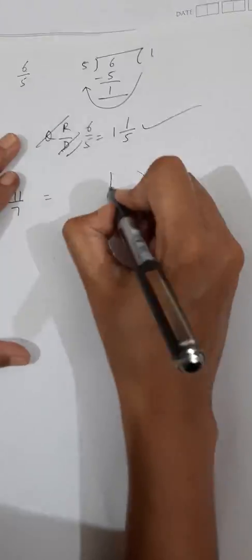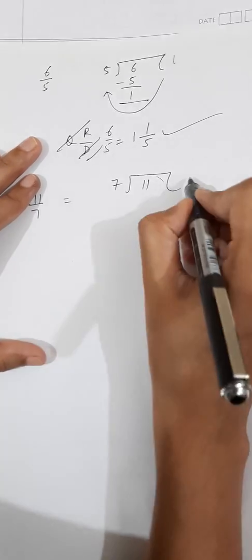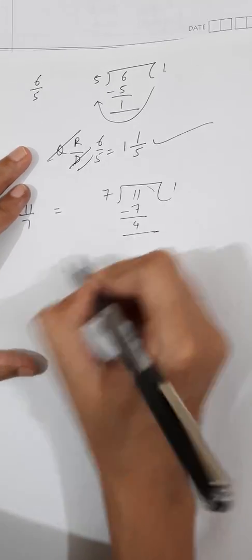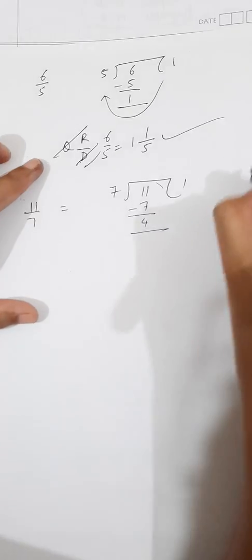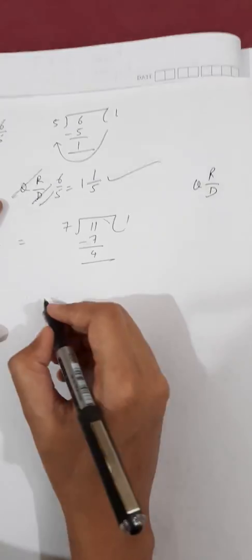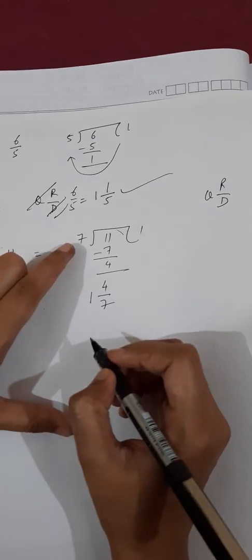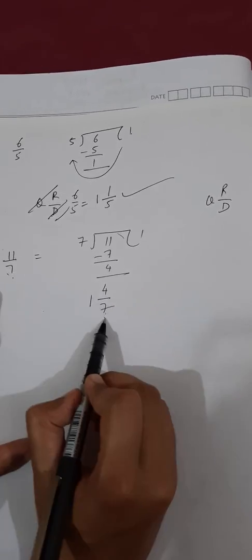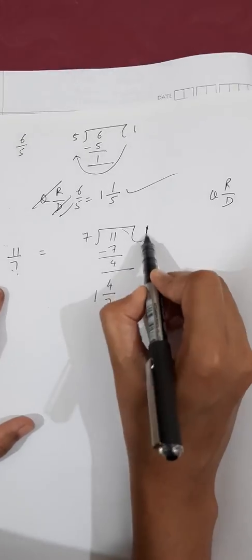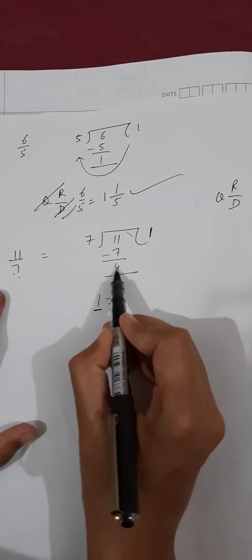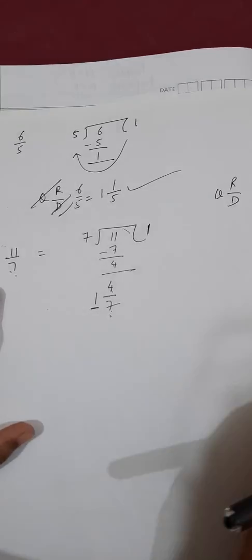Now how are you going to do 11 upon 7? Let's divide 11 by 7. 7 ones are 7, remainder is 4. How are you going to write it? It is q r upon d. Now what is the quotient? 1, 4 upon 7. See, the denominator will always remain the same. This quotient is going to be a whole number, and the remainder is going to come in the numerator.